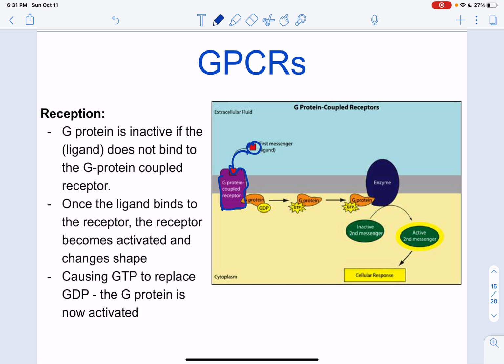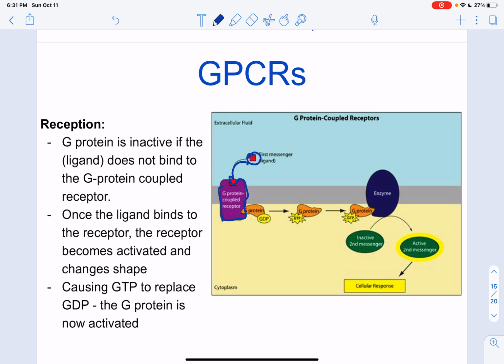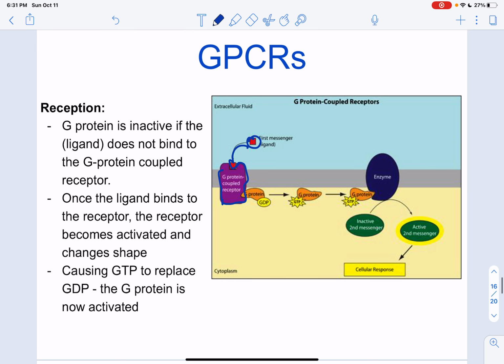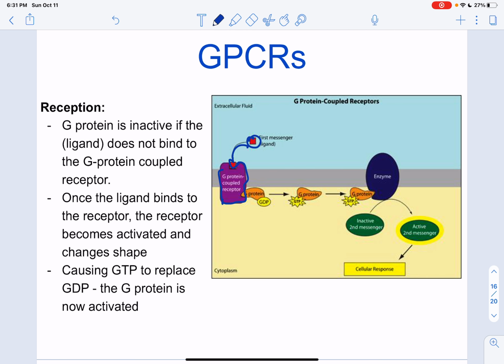It changing shape is going to cause GDP to turn into GTP via phosphorylation. Save that for later. So review again, we're going to have an inactive GPCR. It doesn't have a ligand. Once that ligand actually binds to the GPCR, it's going to change shape and activate. This will cause the GDP to turn into GTP via phosphorylation, and this G protein is now going to be activated.